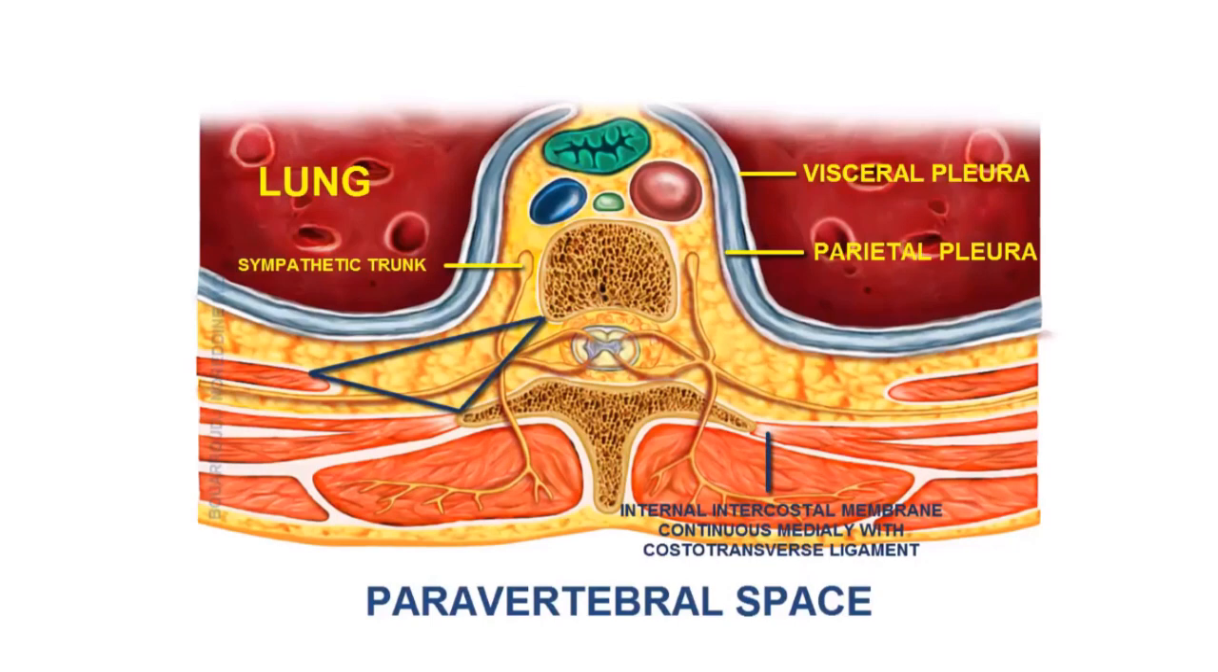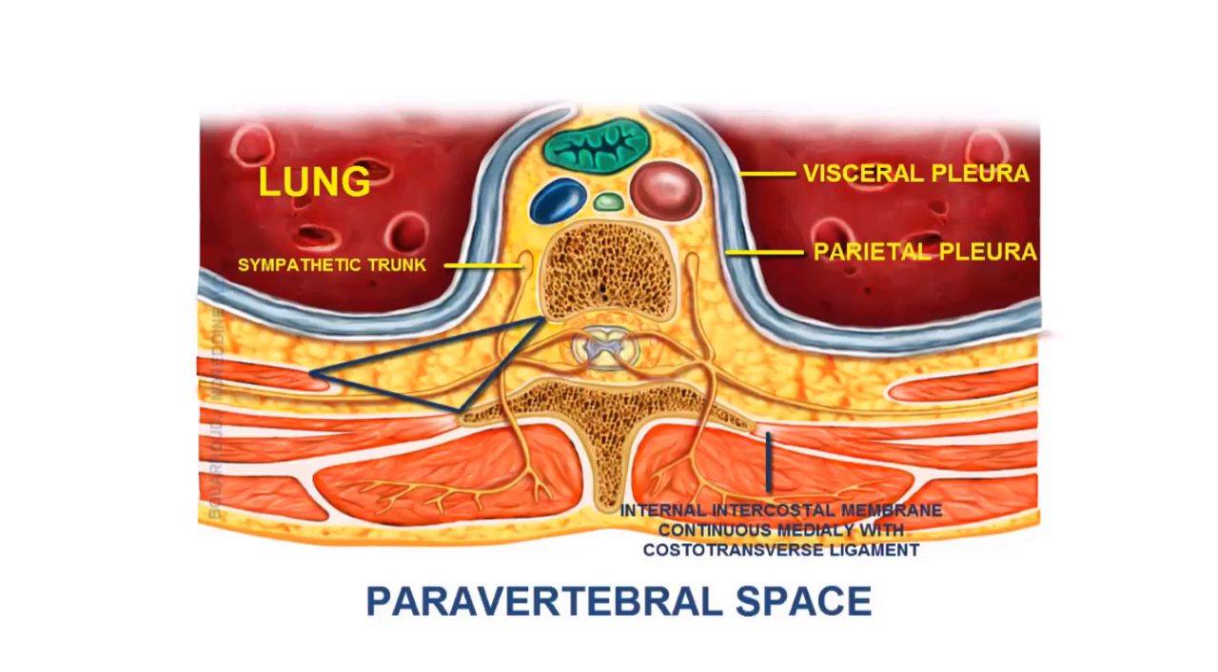Paravertebral block is a technique where local anesthetic is injected into the space adjacent to the vertebrae to block the spinal nerves as they emerge from the intervertebral foramen. The thoracic paravertebral space is a wedge-shaped space adjacent to the thoracic vertebral column.